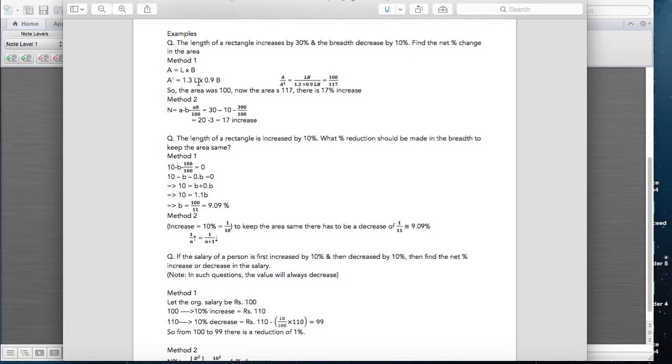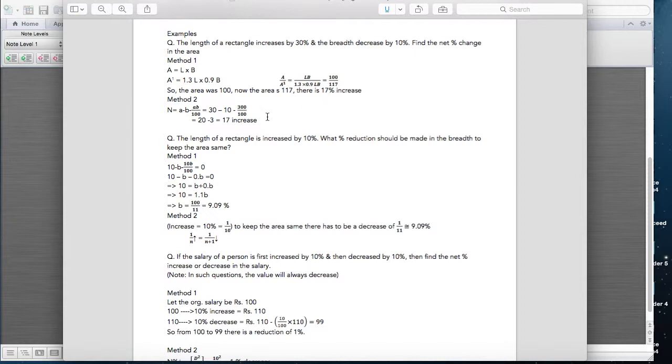If we increase the length by 30%, we'll multiply the length by 1.3. If the breadth is decreased by 10%, we'll multiply the breadth by 0.9, 100 minus 10, 90. So if we remove the decimals, LB becomes 117 upon 100. So the area was 100, now the area is 117. So there is an increase of 17%.